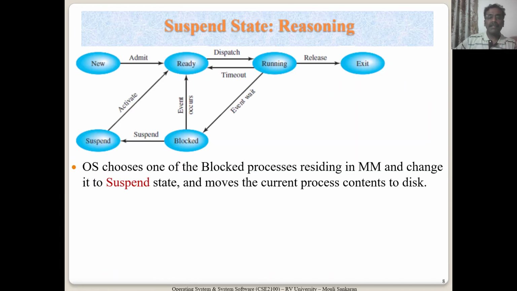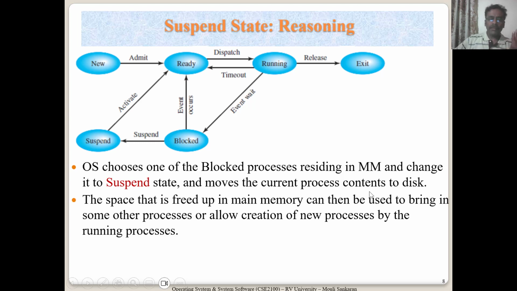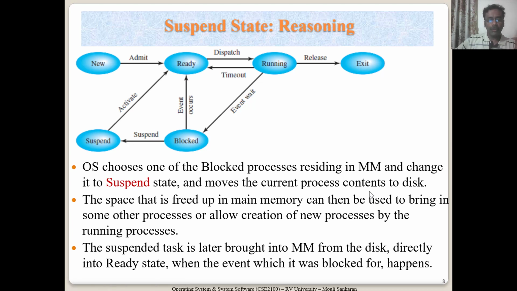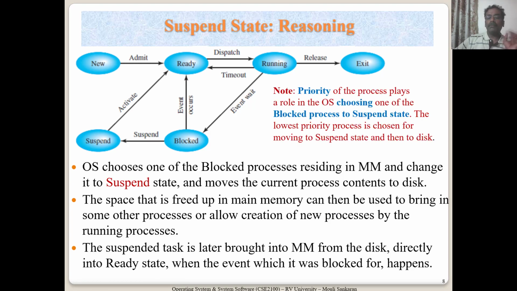Regarding suspend, I have told you that the OS chooses one of the blocked processes residing in main memory, changes it to suspend state and moves the process contents to disk, to free up some space in main memory to add new processes. Then it will be brought back to main memory when the event for which it was waiting actually happens. So the priority of the process plays a role here. You may choose the low priority processes in the block state to be suspended.